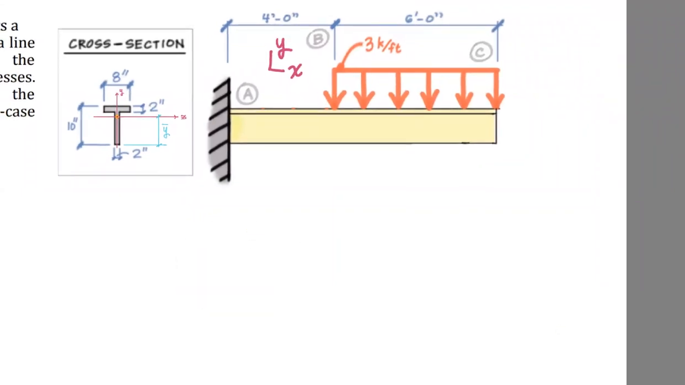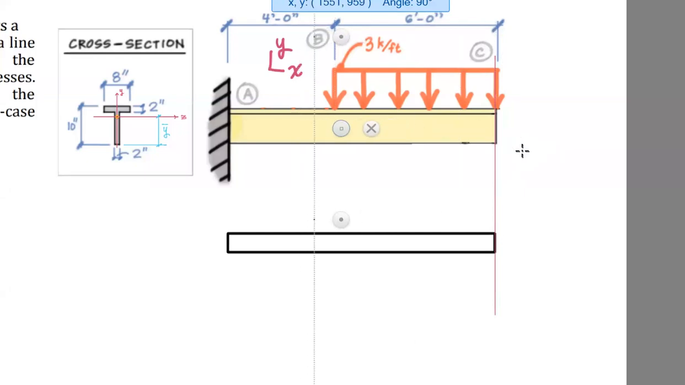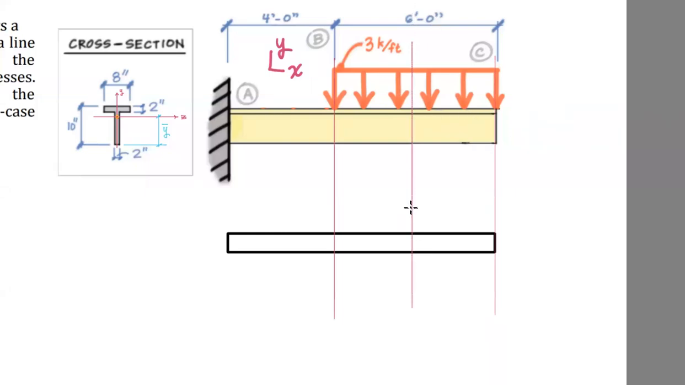So we'll start with a free body. Just draw a rectangle here to show my beam as a body. And what I'd like to do is convert that uniform distributed load into an equivalent force. So what I want to do is be thinking about, okay, there's the right end of that distribution, there's the left end, and I want to put that resultant force right in the middle there. Okay, so there's my F sub R.